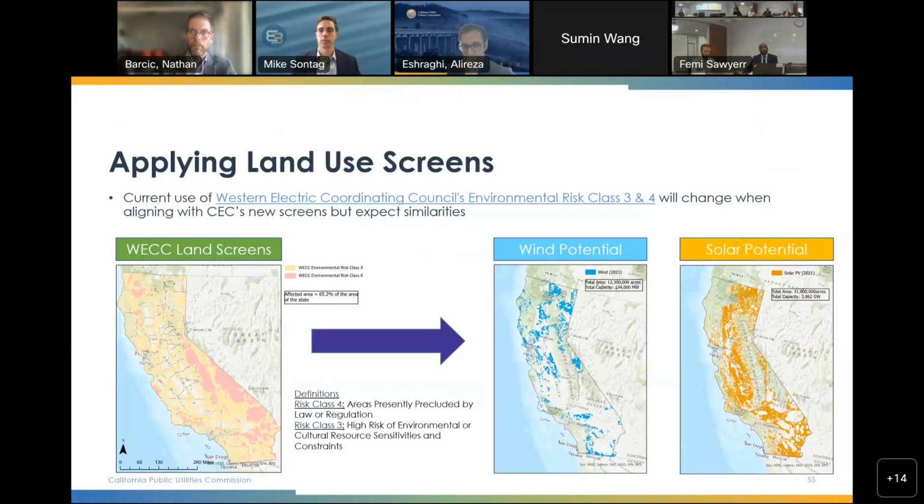Okay, so this provides a visual example of some of the land use screens that have typically been applied in creating the RESOLVE resource potential. Typically, you start off with applying WECC-wide land use screens, which have considered risk categories for class 3 and class 4. Class 3 representing high risk or environmental or cultural resource sensitivities, and class 4 areas which are presently precluded by law. And so what you end up with is having taken your technical potential for solar or wind resources or geothermal resources, you end up with a more reasonable potential that can then be used in assessing resource selection.